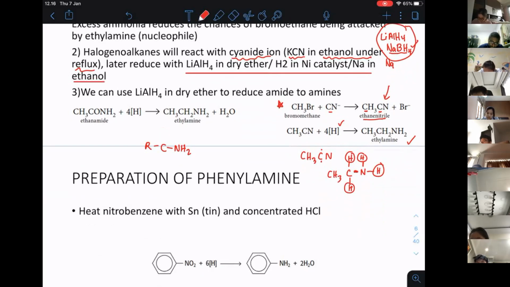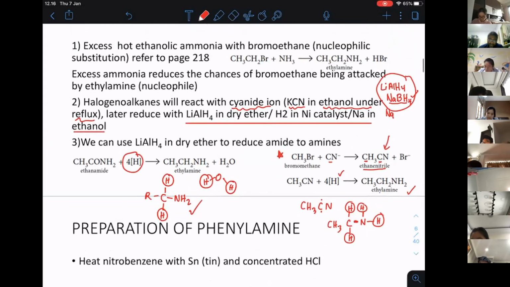They take out the O, and then the H will come here, and here. So how many H? 2H. And then H has to come over here and here, so that you release the O in water form. So how many hydrogens do you require? You require 4, and you are going to get amine. So this is another reaction: amide can also be reduced to become amine.